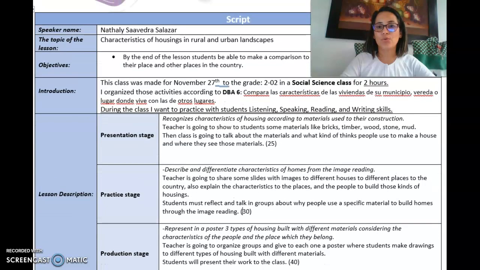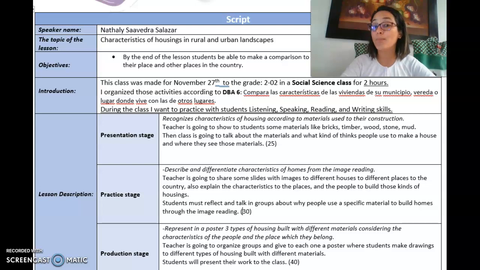Here I'm going to show you the script of a class. The topic of this class was characteristics of housing in rural and urban landscapes. This activity was made for November 27th for grade 202 in the social science class, for 2 hours. I organized this activity according to DBA 6.